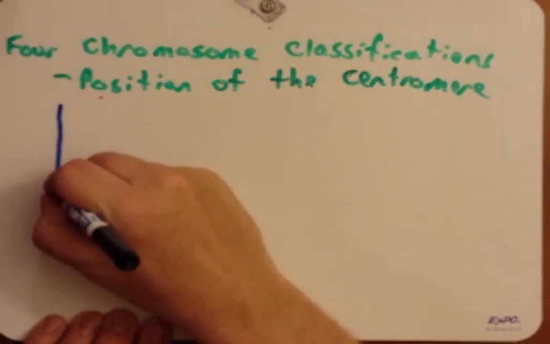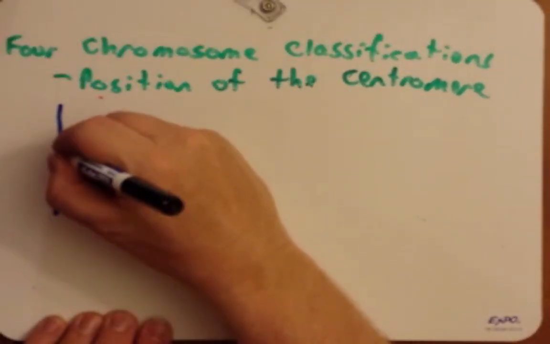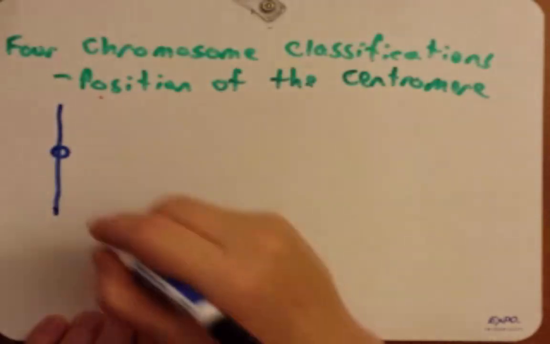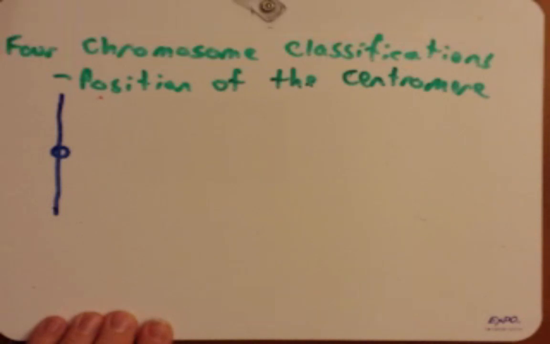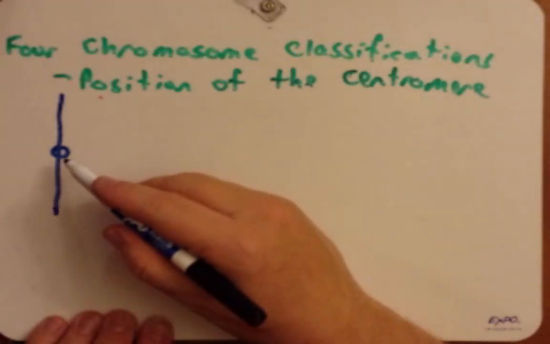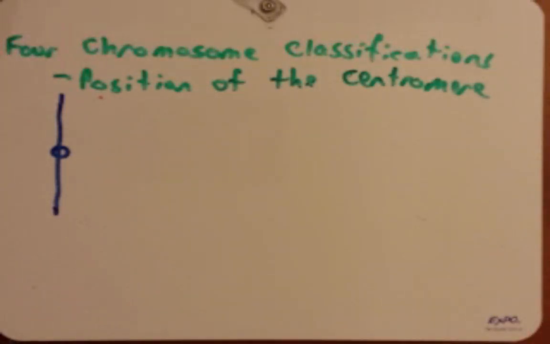Here's our chromosome. And a centromere is the place on that chromosome that is important for the cell cycle. This is the place where spindle fibers attach to pull those chromosomes apart so that each of the resulting cells have the same number of chromosomes. We'll talk more about that in a few podcasts, but just for now, let's look at this centromere here as the physical marker to help us classify what kind of chromosome we're looking at.